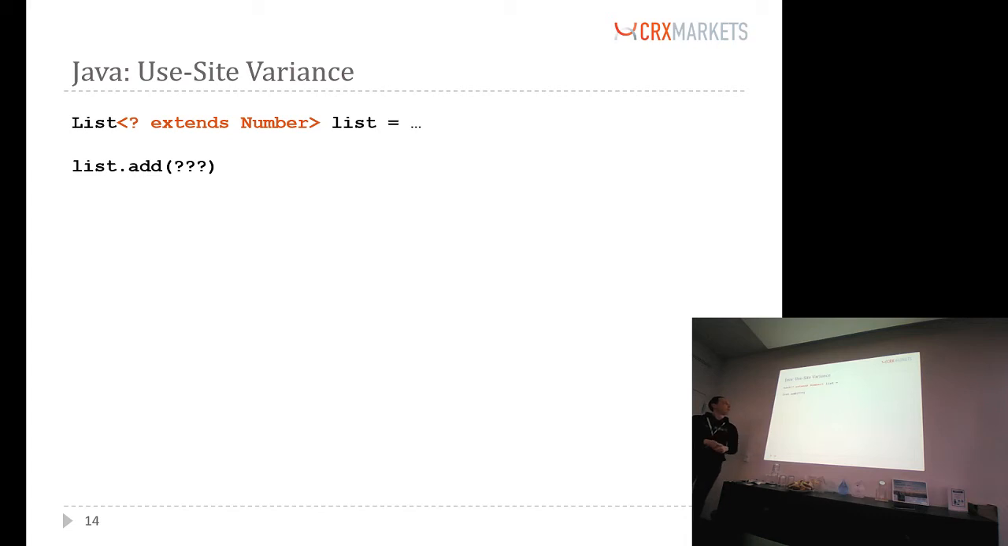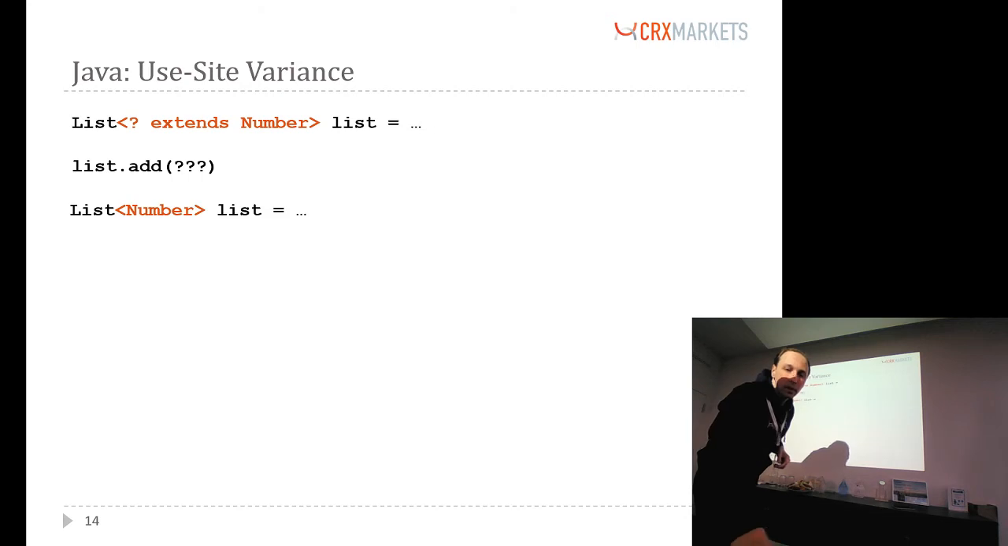Like number, long, integer, objects. Any subtype of number. Okay, well, it looks like it should be that way, right? But actually, then what's the difference between this and this? Here we also can add any subtype of number without any casting, because integer is number, so we should be able to add it here. So what's the difference between these two notations?